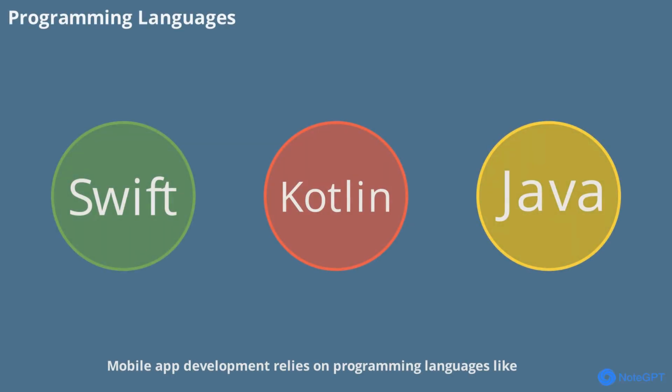Mobile app development relies on programming languages like Swift for iOS and Kotlin or Java for Android. These languages provide the foundation for building powerful, responsive apps. Developers choose languages based on platform requirements, performance needs, and their own expertise. The right language can make development faster, easier, and more reliable.